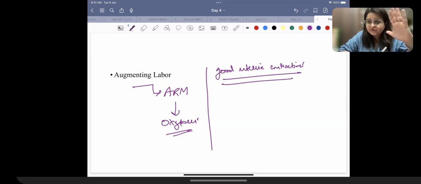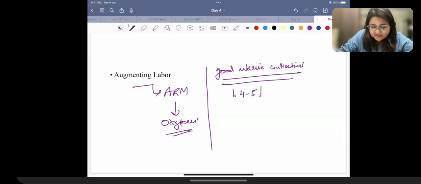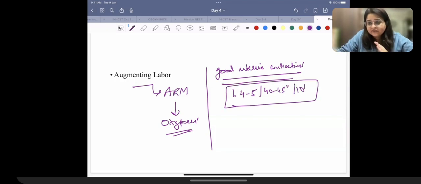Okay, sit with the patient for 10 minutes. You have to keep your hand there for 10 minutes, wearing a watch with a seconds hand. When the uterus starts hardening, from that time you check, till the hardening passes off, that much time you see in your watch, how many seconds did that contraction last, and how many contractions were there in 10 minutes. Okay, so a good uterine contraction is 4 to 5 contractions lasting for 40 to 45 seconds in 10 minutes. This is the definition of a good uterine contraction.